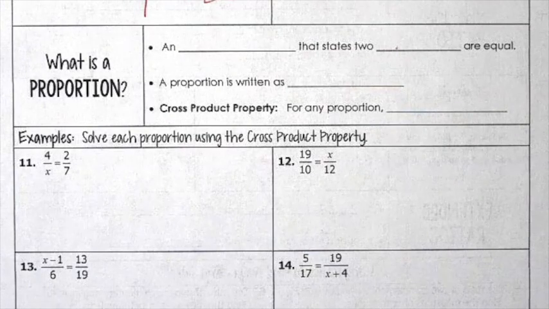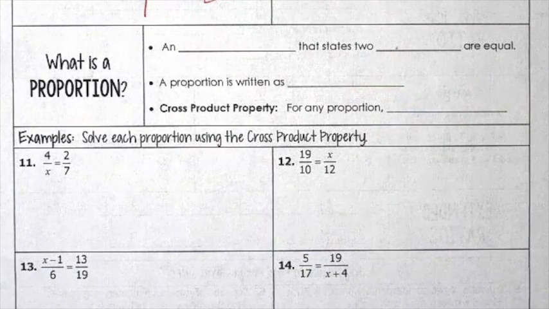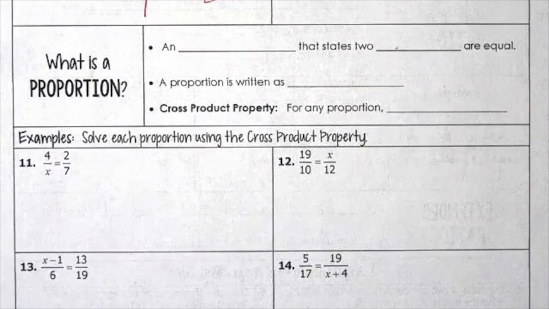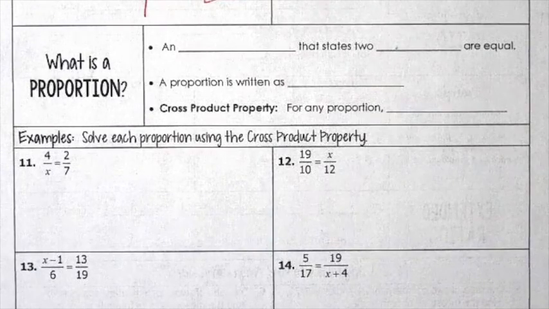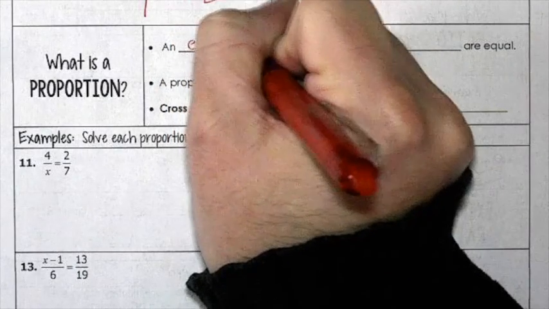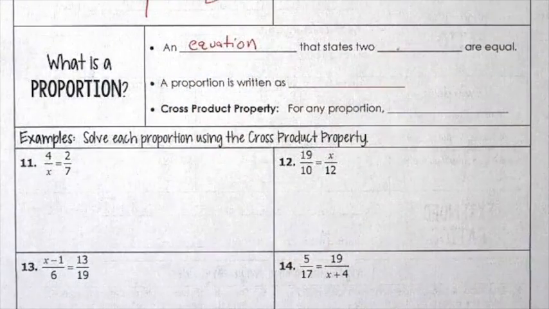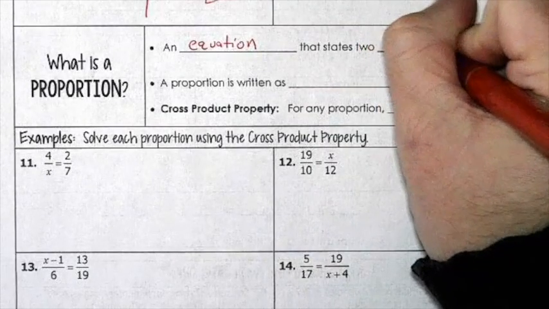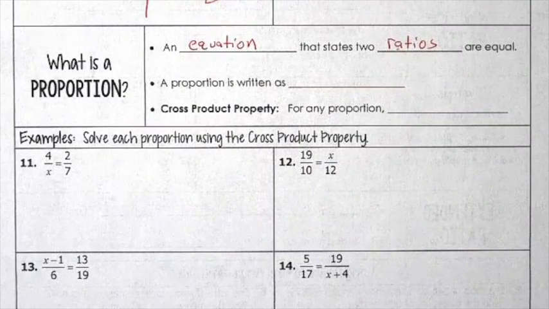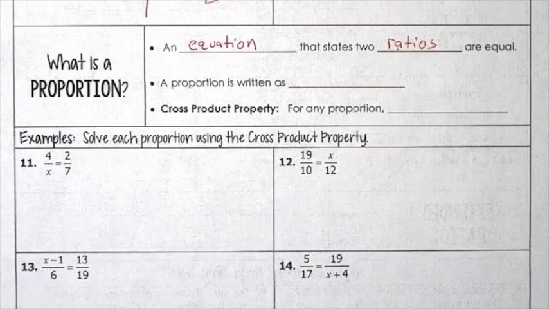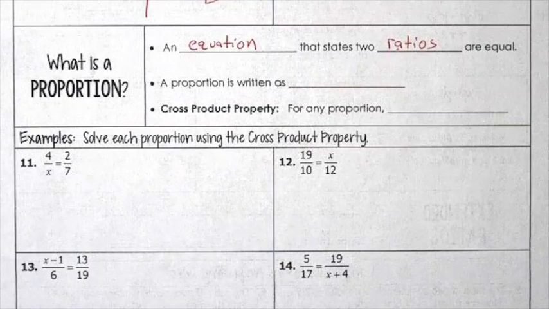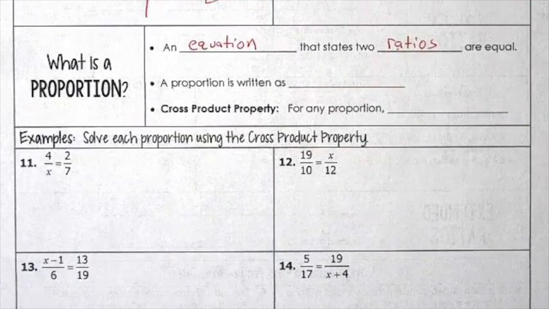Okay, the last thing we're going to talk about today is a proportion. And you guys should have worked with proportions before, so this should not be new, but we'll just do a quick review. What is a proportion? A proportion is just an equation that states 2 ratios are equal. That's all it is. So we're going to take 2 ratios, just like we learned in the previous section, and we're going to set them equal to each other. And the way we write a proportion is 2 fractions that are equal to each other.